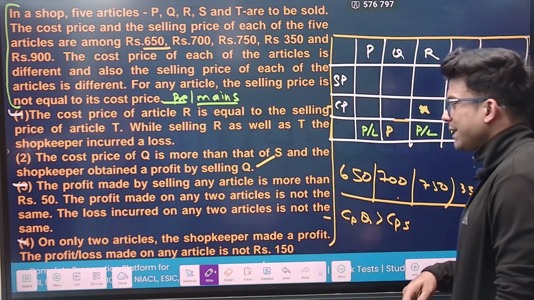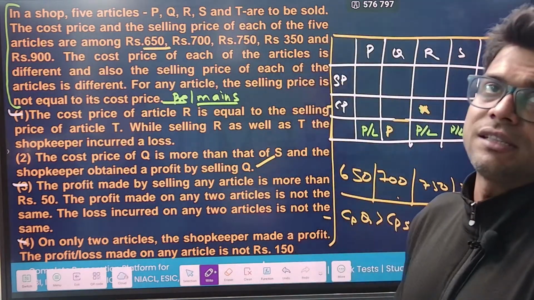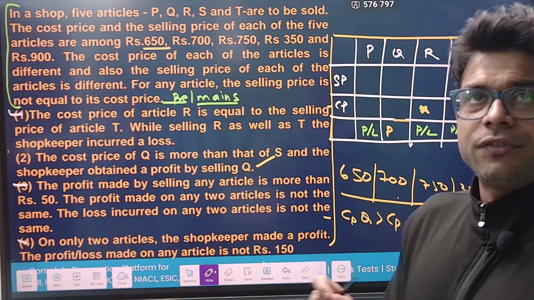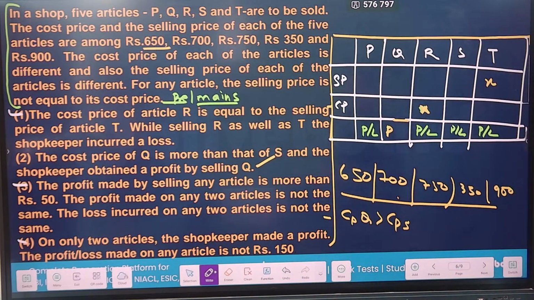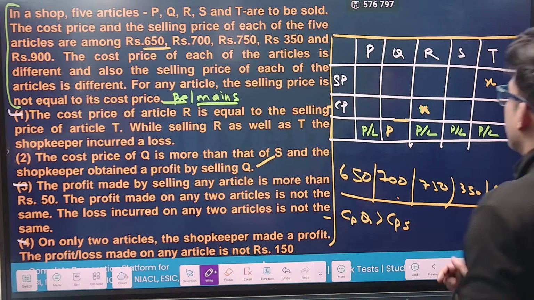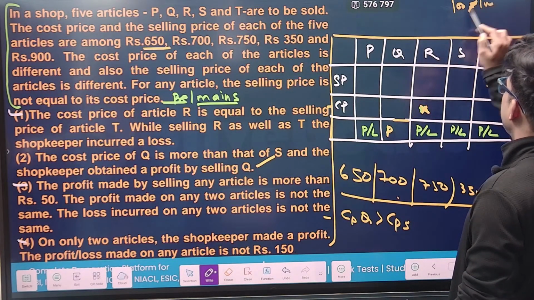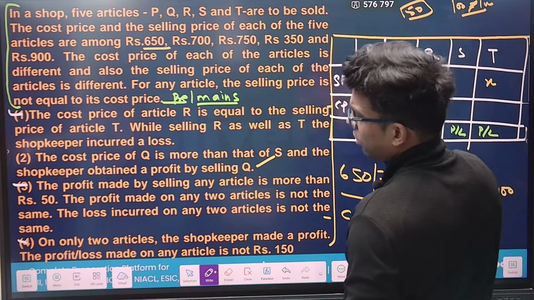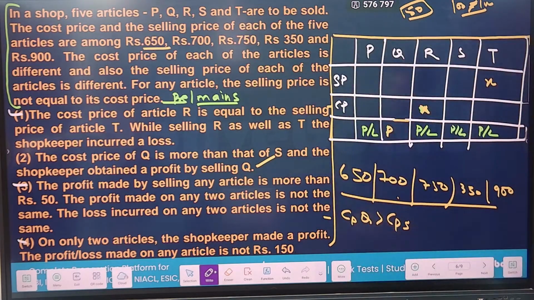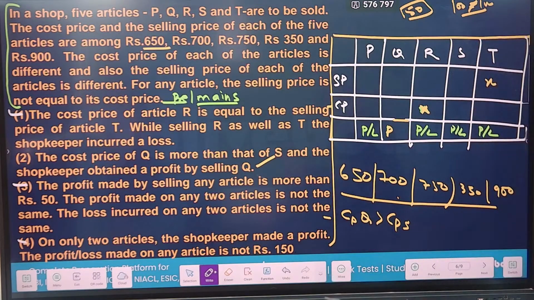The profit made by selling any article is more than 50. More than 50, they are saying. It could be 50, possible. The profit made on any two articles is not the same. So profit should not be the same. If a profit is 100, another profit should not be 100, right? And profit should be more than 50. It could be 50 also, not an issue. The loss incurred on any two articles is not the same. Loss is also basically not the same.